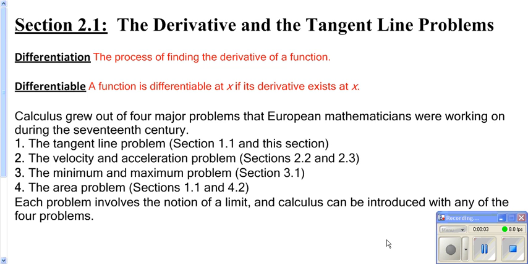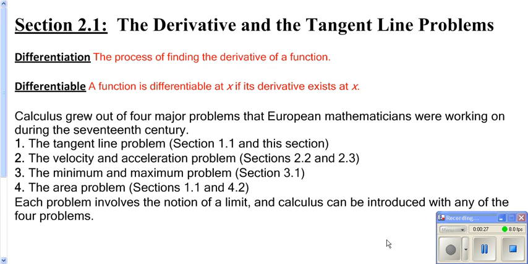Derivatives and tangent line problems. Differentiation is just the process of finding the derivative of a function. The root word of derivative is derive. You're deriving this function from your original function. Differentiable means a function has a derivative at a particular point.